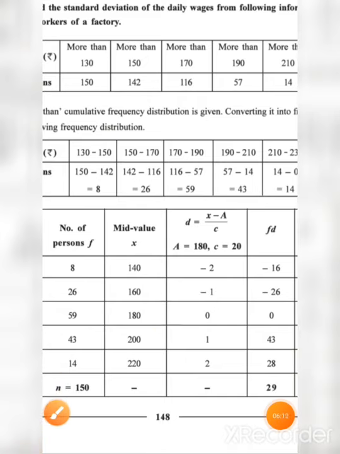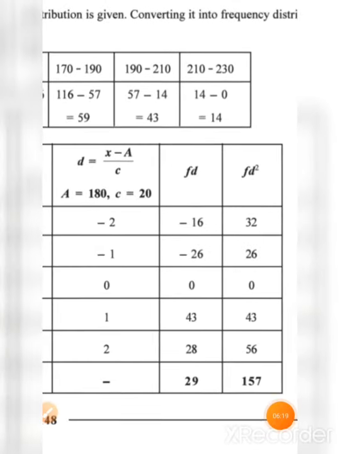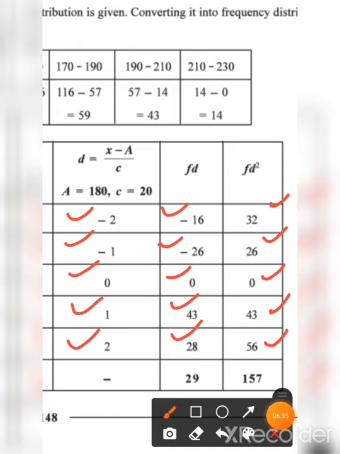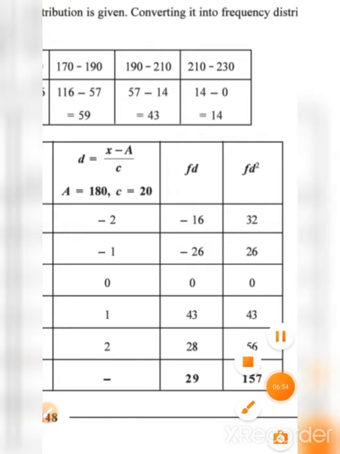Now fidi square. For fidi square, we know very well that we need to multiply the column of di and fidi. So we have 2 times -16 is 32, -1 into -26 is 26, 0 into 0 is 0, 1 into 43 is 43, and 2 into 28 is 56. Again we take the total of it. Fidi square is 157. Now this fidi square we are going to apply in the formula for standard deviation.